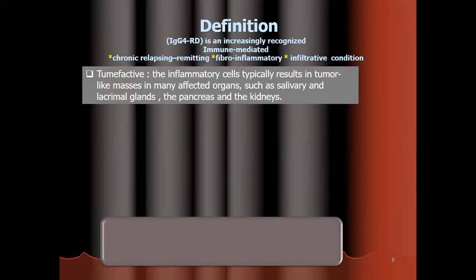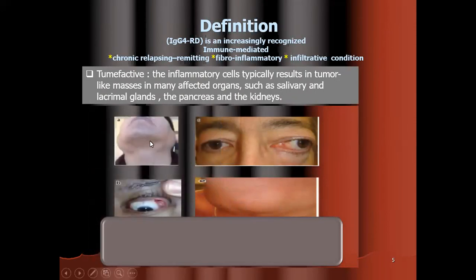The infiltration is characterized by tumor-like mass in many affected organs, such as salivary and lacrimal glands, the pancreas, and the kidneys. You can see here, this is infiltration in the parotids. It looks like a tumor rather than diffuse inflammatory disease. Submandibular gland affection. Proptosis of the eye, localized or tumor-like infiltration. Mass-like or tumor-like in the lacrimal gland. The thyroid, Riedel's thyroiditis with woody gland, tumor-like picture. So infiltration is characterized by tumefactive nature.